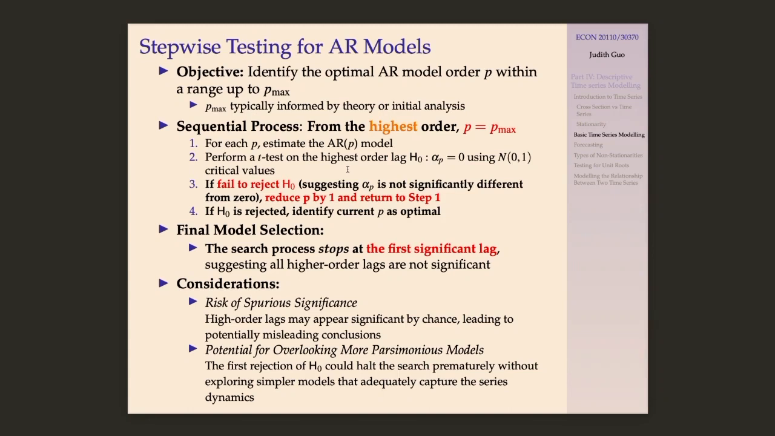Also, there is a chance that we are overlooking simpler models, because we stop at the first significant lag, let it be 5. It could be that an AR3 model is actually a better fit compared to an AR5, but the stepwise testing does not allow us to consider the AR3 because it tells us to stop at the AR5, the first significant lag. So in a sense, this selection method reduces the possibility for us to look for a simpler model that might imply a better fit.